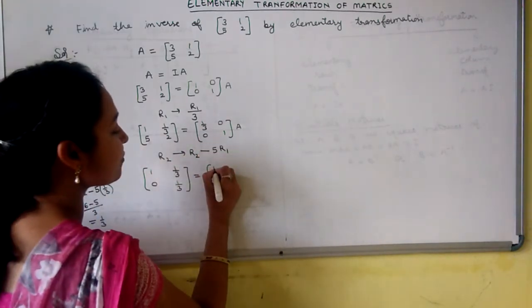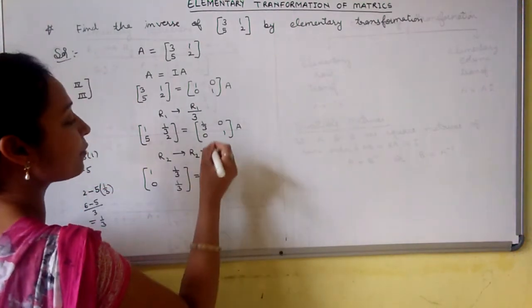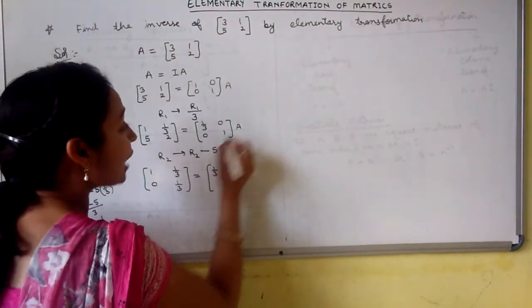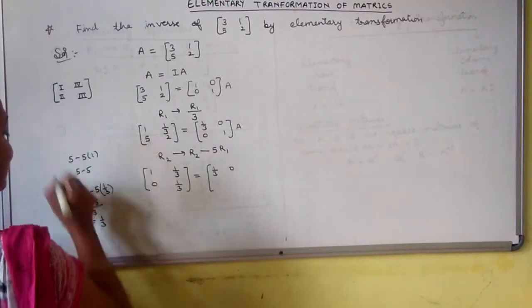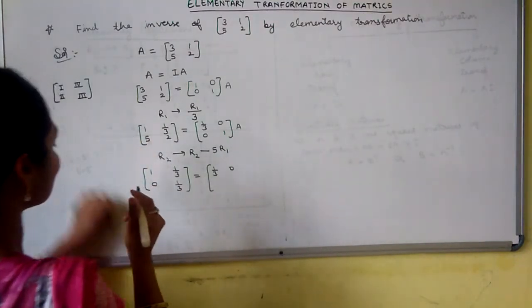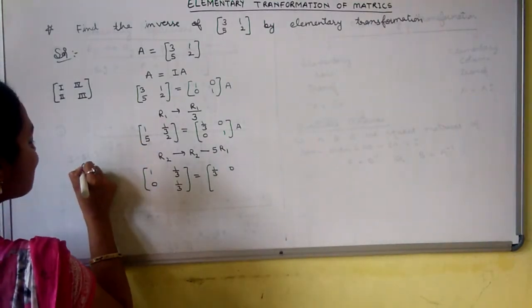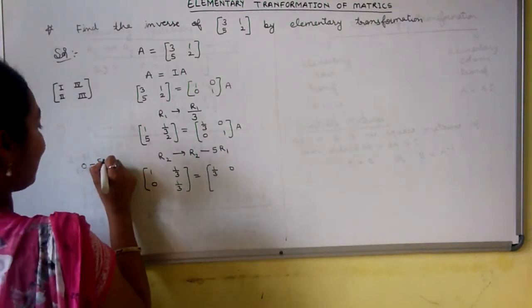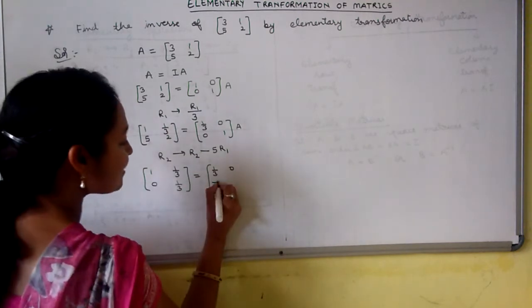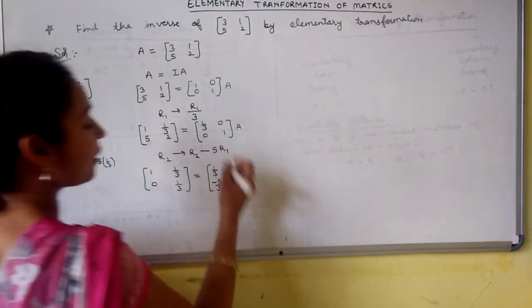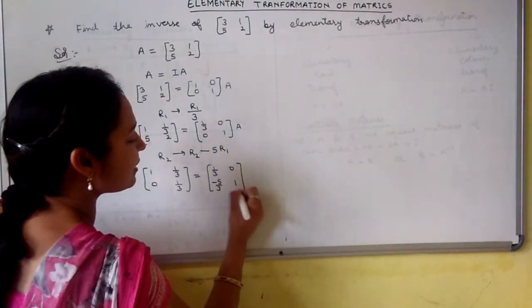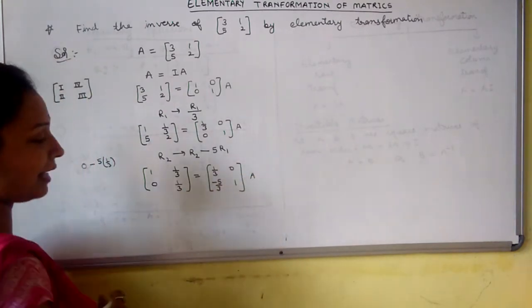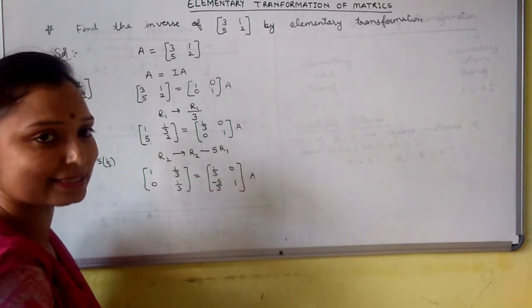The first row will remain the same. In the second row, R2 is 0 minus 5 times 1 by 3, that is minus 5 by 3. Now this will not be changed because there is a 0 in this element. A remains as it is.